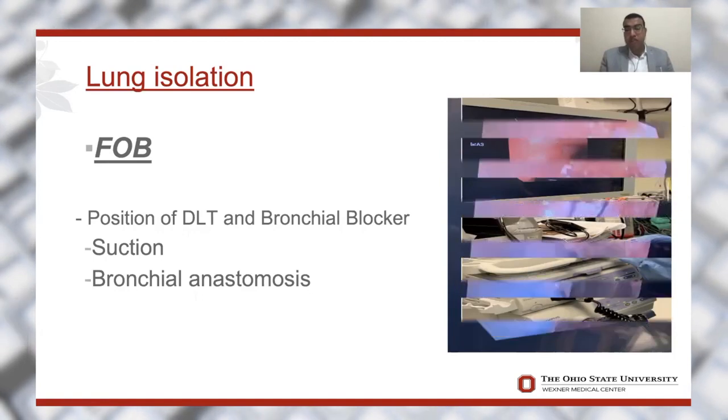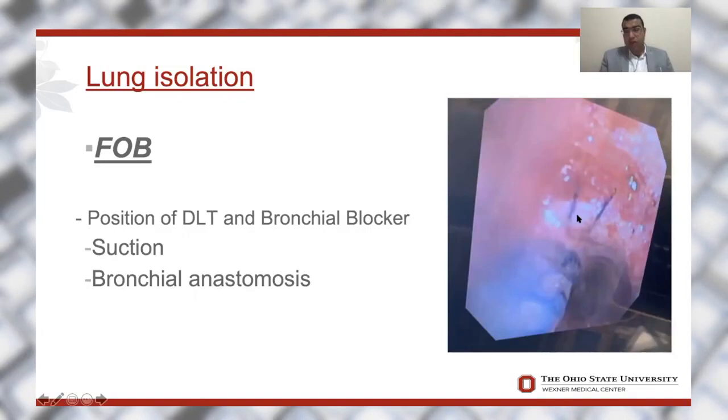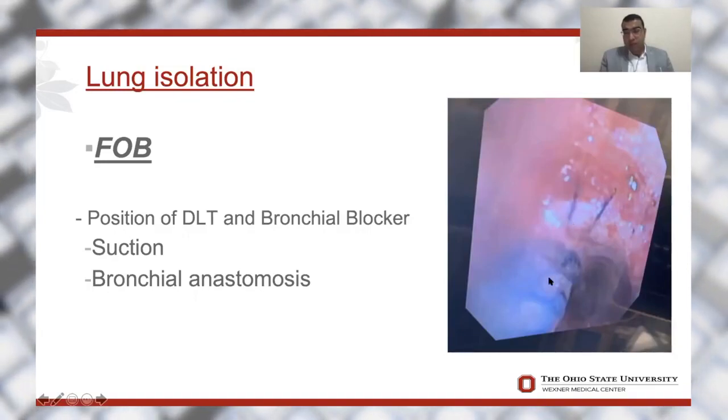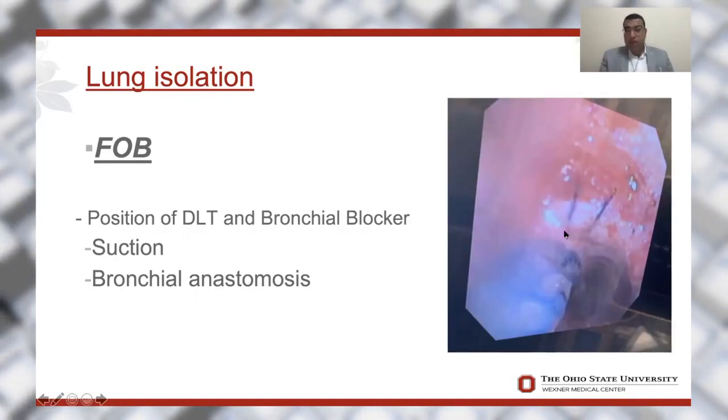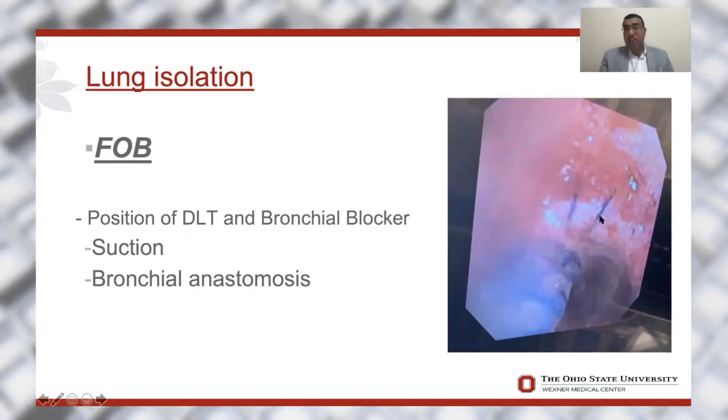I was very lucky to get this photo. This is, as we can see, the balloon of the double lumen tube, and this, I think, was the double lumen or the bronchial blocker, and this is the stitches at the bronchial. So you can check the anastomosis well.